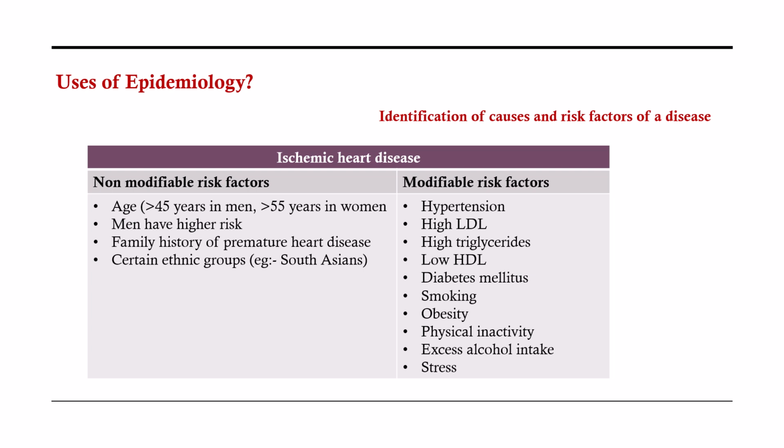Now we can go through modifiable risk factors. These are the modifiable risk factors: hypertension, high levels of LDL cholesterol, high levels of triglycerides, low levels of HDL cholesterol. HDL cholesterol is heart-friendly cholesterol, so a low level of HDL cholesterol is a risk for development of ischemic heart disease. Presence of diabetes mellitus or increased fasting glucose levels. Smoking is a modifiable risk factor. Obesity and overweight is a modifiable risk factor. Physical inactivity, sitting more time, is also a modifiable risk factor. Excess alcohol intake and levels of stress are also modifiable risk factors.